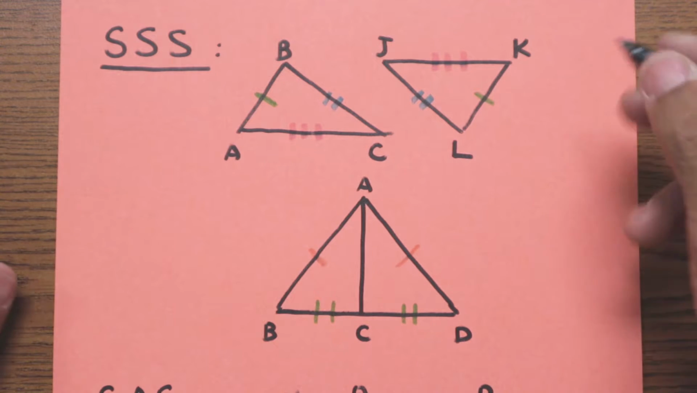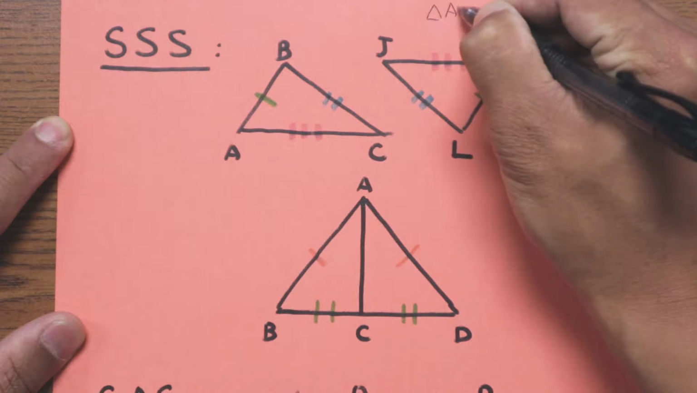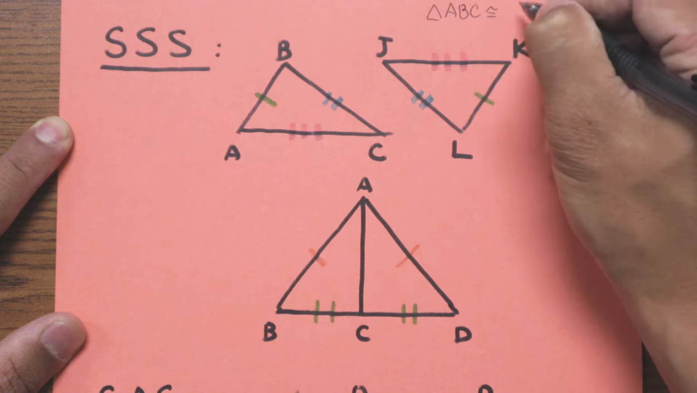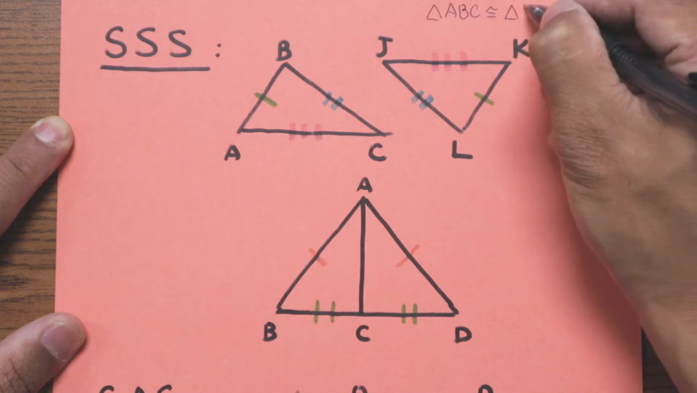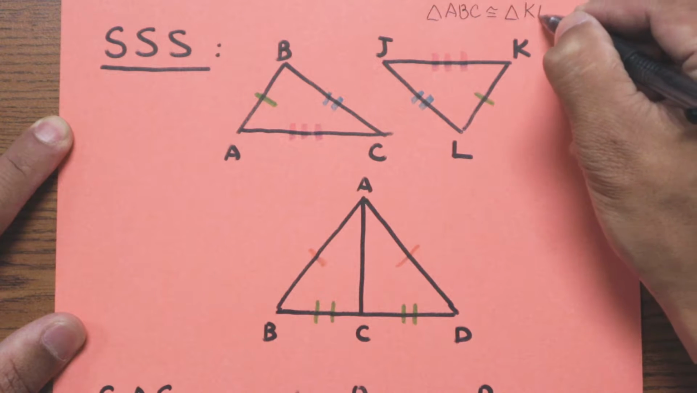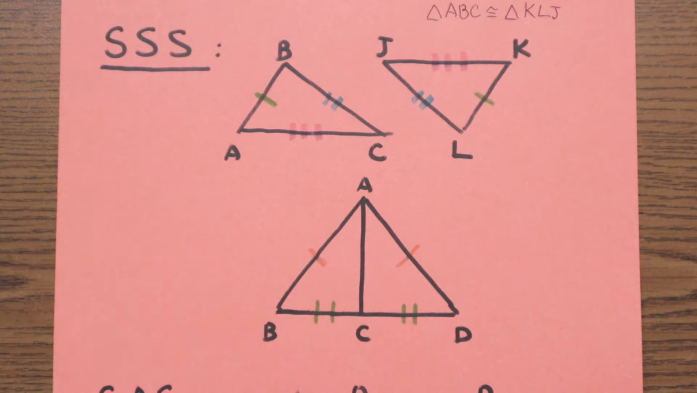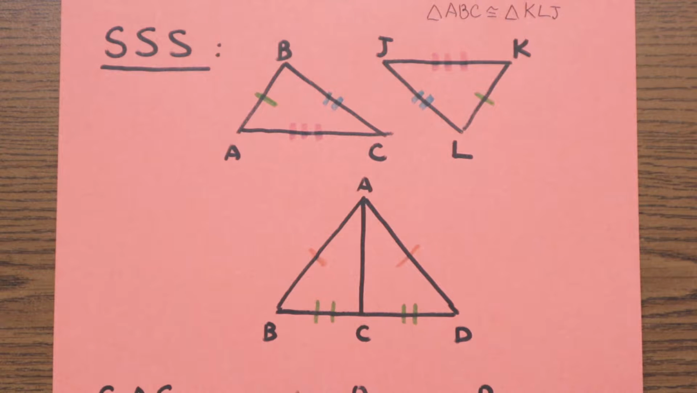If they're congruent, to write a congruent statement, it's going to be triangle ABC. You could scramble the letters any way you want for the first triangle. But for the second triangle, A matches K, B matches L, and C matches J. So you have to follow the corresponding corners or angles for the second triangle. So that's your congruent statement.